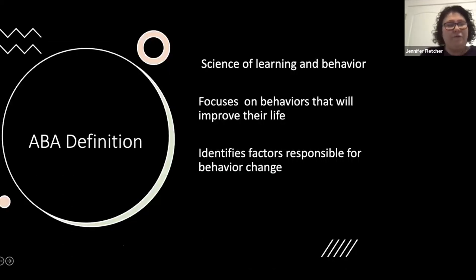So I want to start off with some ABA definitions. There's a lot of misconceptions about what ABA is. A lot of times people will think that ABA means it's just going to the clinic and doing discrete trial. But ABA is the science that we use for behavior change in order to improve the quality of life for the kids that we work with. And we do that by identifying specific factors to help us make decisions on how to make some of those behavior changes. So it's really a science of behavior change.